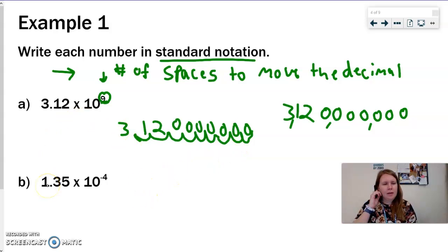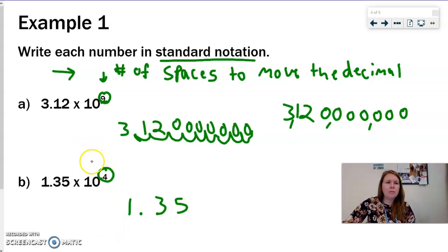Looking at B then, I have a number between 1 and 10, so I have 1.35. Let's start by writing that out. This time, though, I have it times 10 to the power. That's a negative power. The negative power means it's going to be a small number, and so I'm actually going to move the decimal to the left. And I'm going to move it to the left 4.